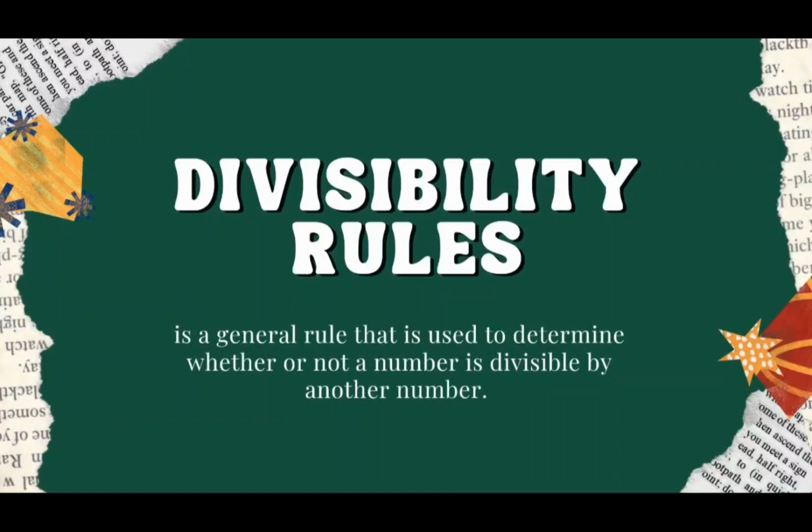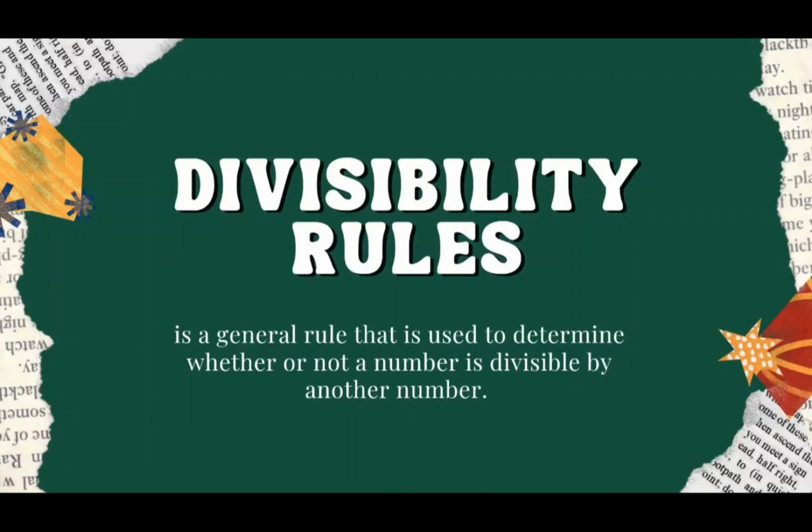How do you know that a number is divisible by 2, 5, and 10? Do you have an idea? Knowing the divisibility rules of 2, 5, and 10 will help you find the factors of a number just by examining its ones digit. So divisibility rule is a general rule that is used to determine whether or not a number is divisible by another number. It is a process of determining whether a given number can be divided by another number without performing the long division process. It is done by merely examining its digits.